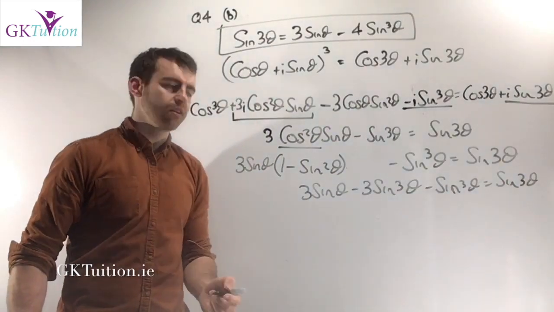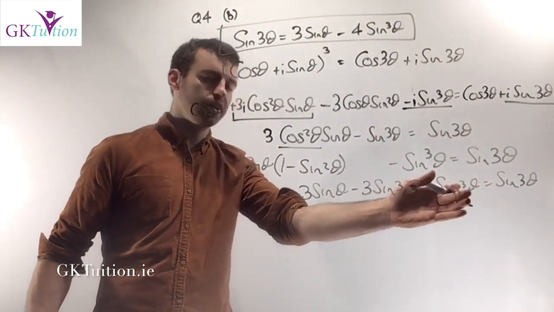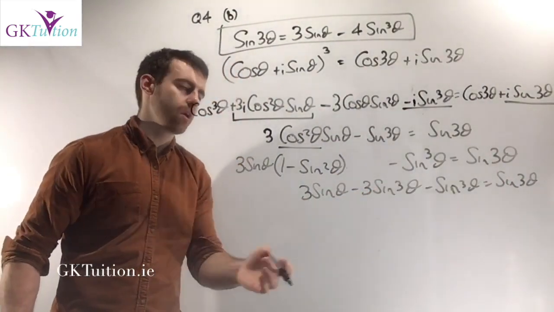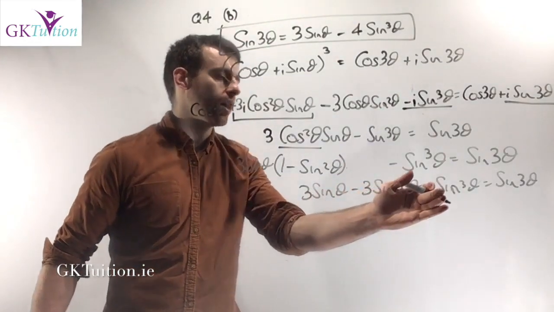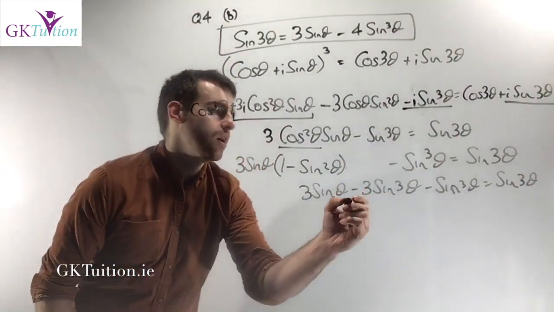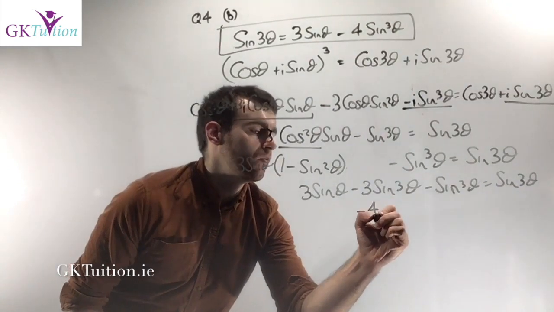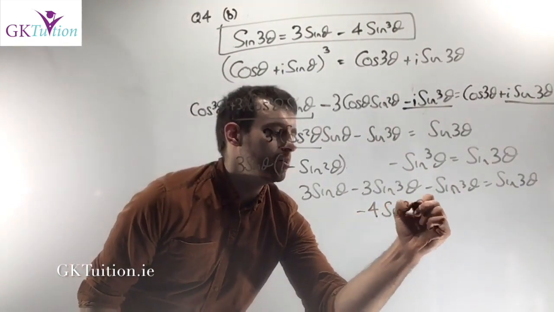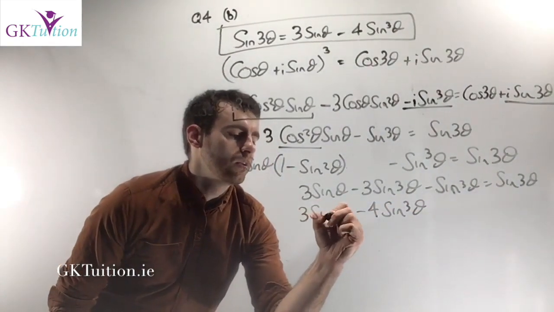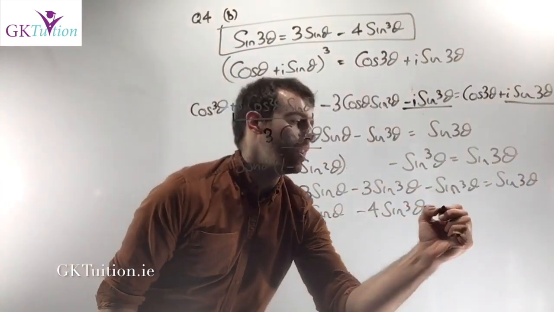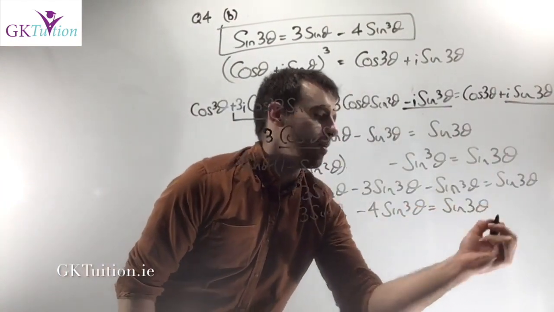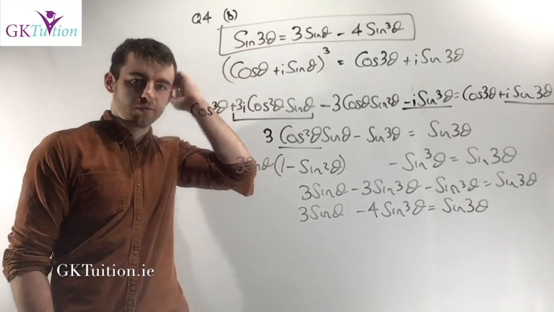I just need to recognize now that the second two terms on the left hand side are like terms. I have minus 3 sin³θ and minus 1 sin³θ. Minus 3 minus 1 is minus 4 sin³θ. So I have 3 sin θ minus 4 sin³θ is equal to sin 3θ. And that is what I was asked to prove originally.